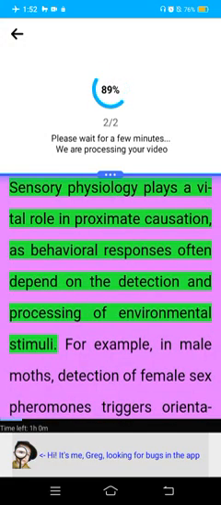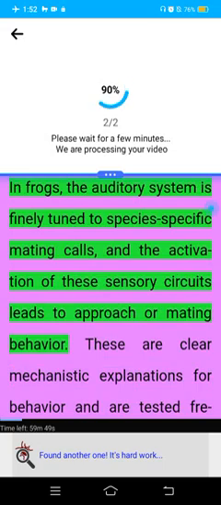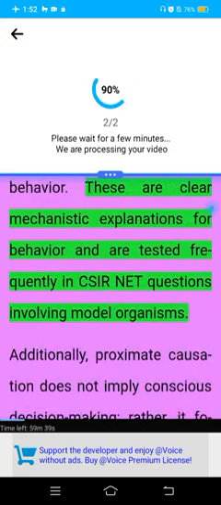Sensory physiology plays a vital role in proximate causation, as behavioral responses often depend on the detection and processing of environmental stimuli. For example, in moths, detection of female sex pheromones triggers orientation and flight toward the source, mediated by olfactory receptor neurons and specific glomeruli in the antennal lobe. In frogs, the auditory system is finely tuned to species-specific mating calls, and the activation of these sensory circuits leads to approach or mating behavior. These are clear mechanistic explanations for behavior and are tested frequently in CSIR NET questions involving model organisms.